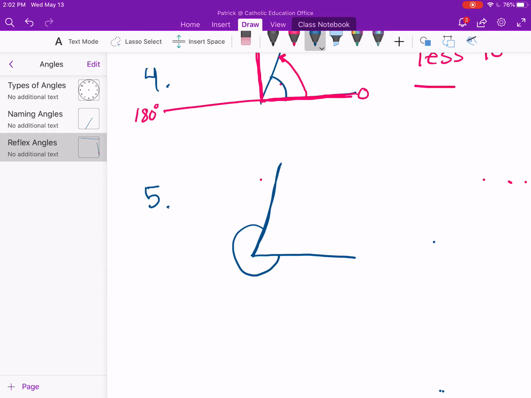Draw this one and decide if you think it's more than 90, less than 90, equal to 90, or more than 180. Pause the video and then come back when you think you're ready.